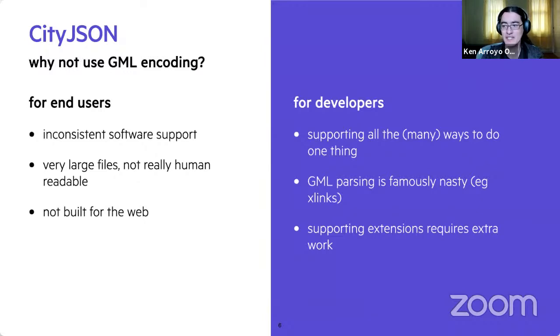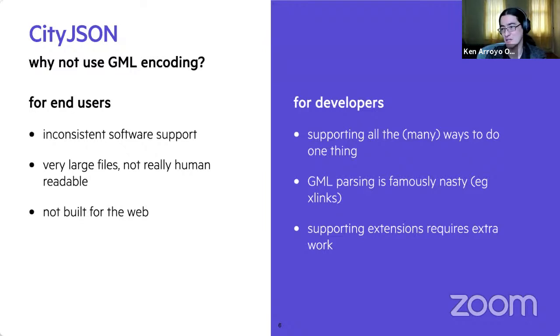That was very vague. So what exactly is, in our view, problematic about the GML encoding? To start with, for end users, you end up with inconsistent software support sometimes, because since there are many possible ways to do things in GML and in CityGML in particular, developers need to support every single possible way to do these things. Otherwise, you end up with inconsistent support. And that's something that happens in a lot of software in practice. Also, XML and GML is very, very verbose. So 3D city models can be many, many gigabytes in size, which can cause computational issues.